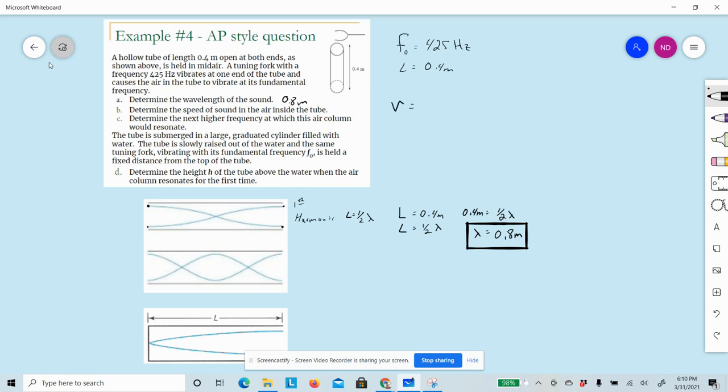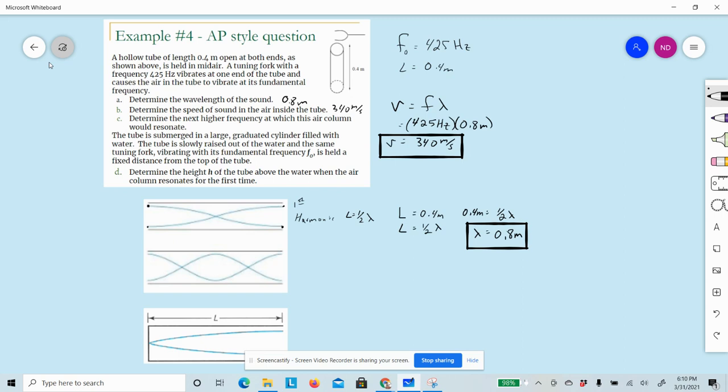The velocity of sound is the frequency times the wavelength. The frequency, 425 hertz, multiplied by the wavelength of 0.8 meters. So that will give us a velocity of 340 meters per second. Simple enough. Next, determine the next higher frequency.